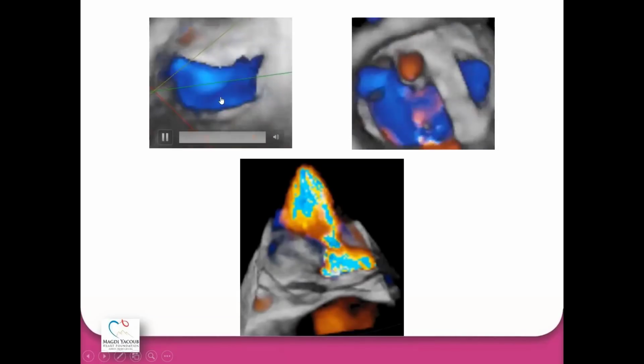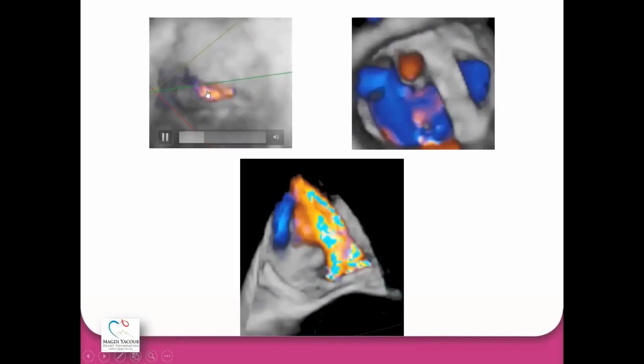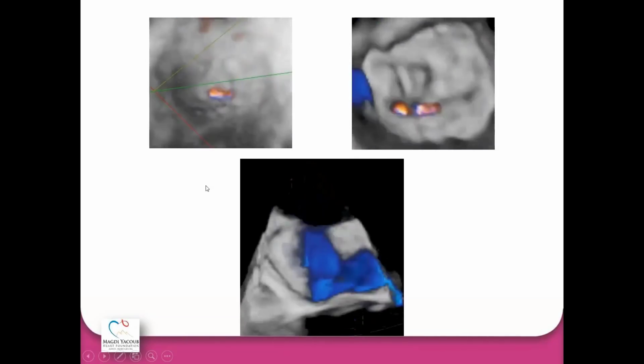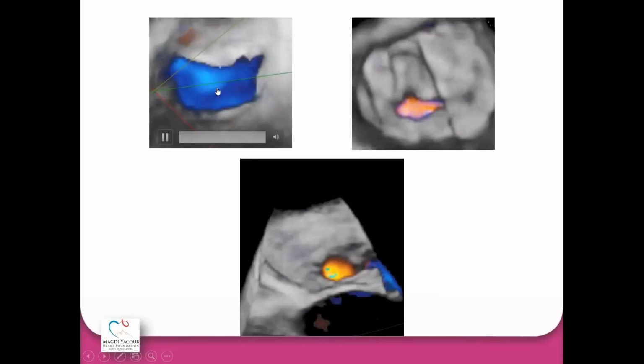Looking at the mitral valve orifice from the left ventricle, here this is a colorful volume for the mitral valve from the left ventricular aspect. You can see a central regurgitant orifice.